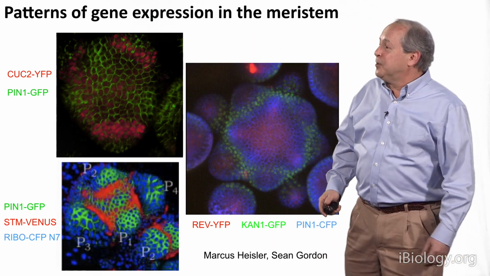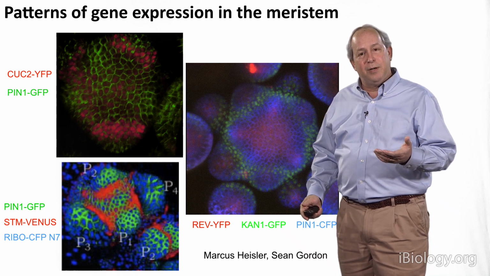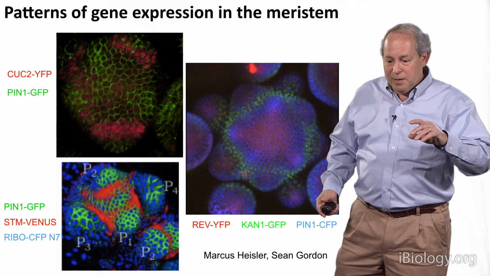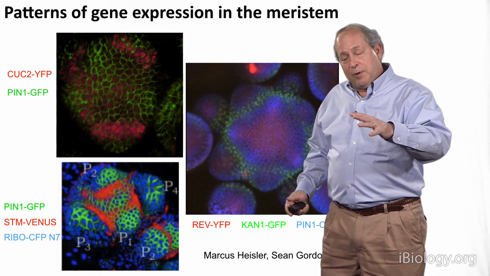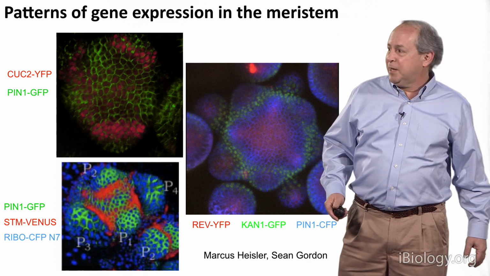Now, the shoot apical meristem, as I showed it to you, looked quite homogeneous. All those cells in the meristem look the same as each other in both of those types of micrographs that I showed, but they're really not the same. Things are really a lot more complicated than that.